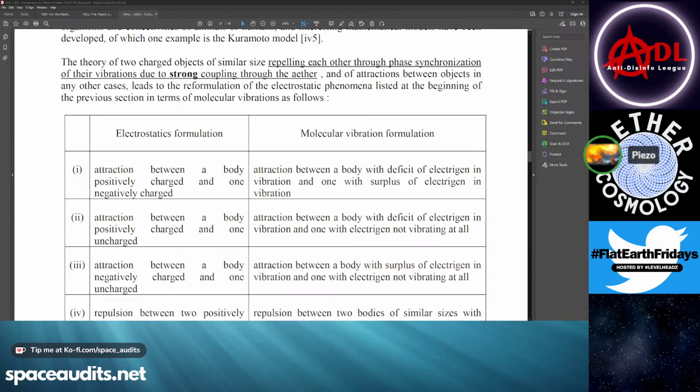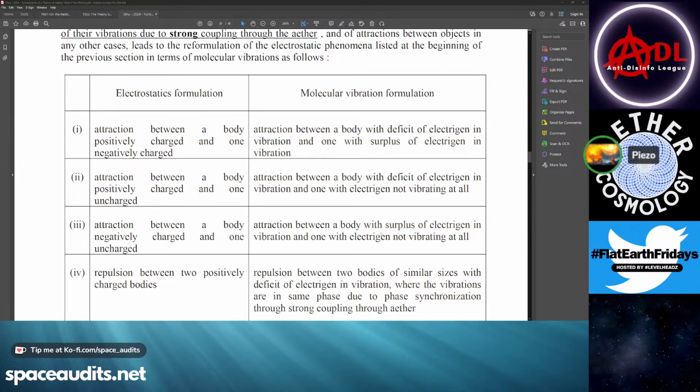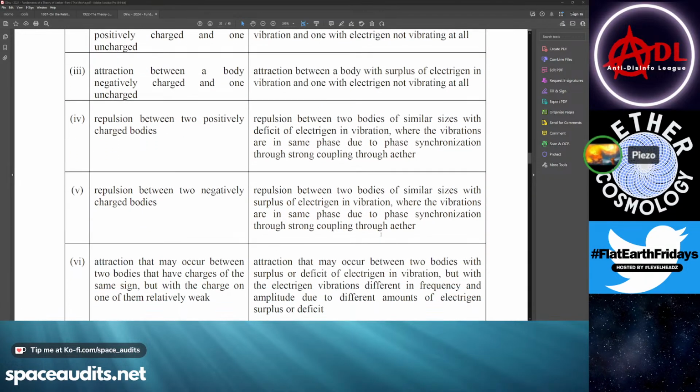1. Electrostatic formulation. Attraction between a body positively charged and one negatively charged. Molecular version. Attraction between a body with a deficit of electrogen and vibration and one with a surplus of electrogen and vibration. 2. Electrostatic. Attraction between a body positively charged and one uncharged. Molecular. Attraction between a body with a deficit of vibrating electrogen and one with electrogen not vibrating at all. 3. Electrostatic is attraction between a body negatively charged and one uncharged. Molecular: attraction between a body with a surplus of electrogen vibrating and one with electrogen not vibrating at all.